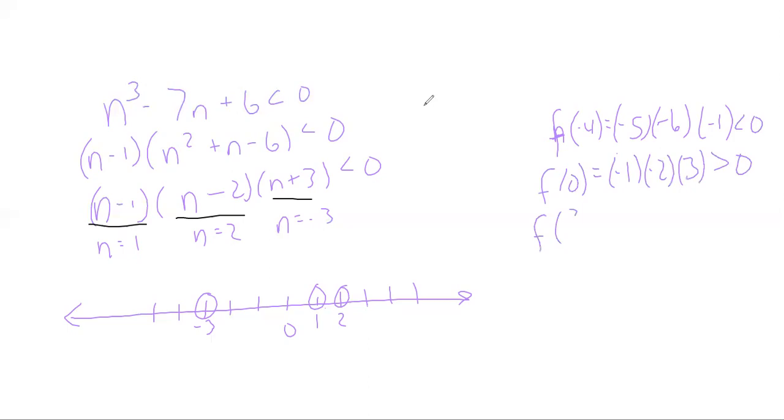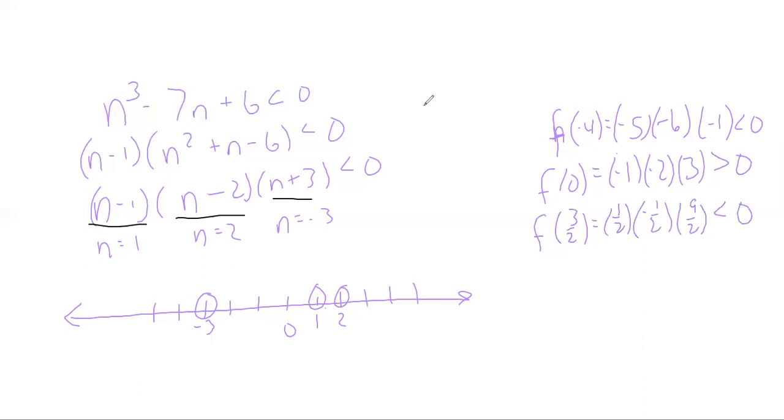Now I have to pick one in between 1 and 2. Well, that's 3/2. 3/2 minus 1 is 1/2. 3/2 minus 2, okay? So that's 3/2 minus 4/2, that's -1/2. And 3/2 plus 3 is 9/2. Well, you have a positive times the negative is a negative, and a negative times a positive is a negative. So that's less than 0.